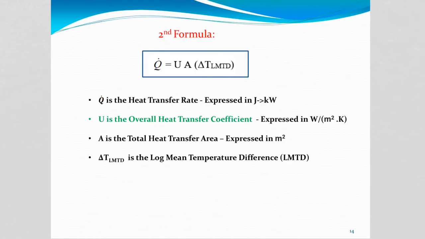The second formula is the one shown here, and it's also the heat transfer rate, in kilowatts. And this heat transfer rate is equal to the famous U. And again, we are going to talk about that U in a moment. Multiplied by the total heat transfer area. And by the way, when you do your calculation, remember we have two lengths of tubes, and that heat transfer area is expressed in square meters. And you've got a log mean temperature difference here, and we'll look at how this is calculated.